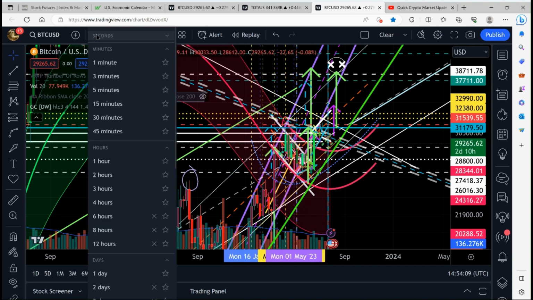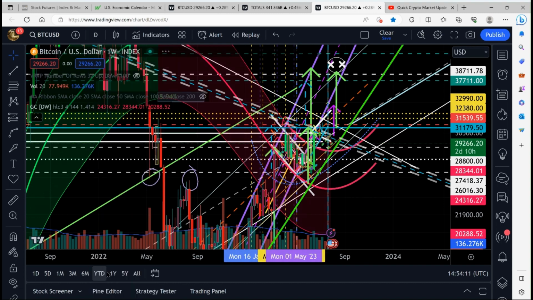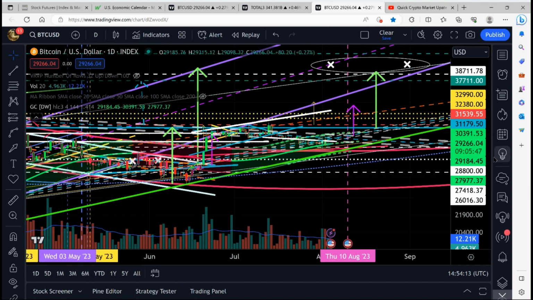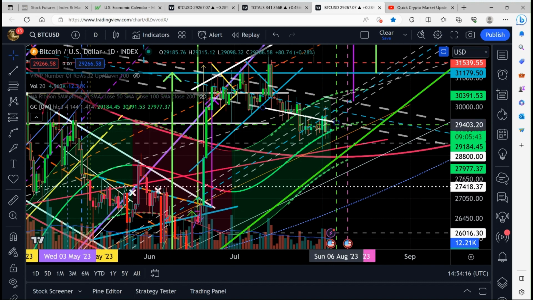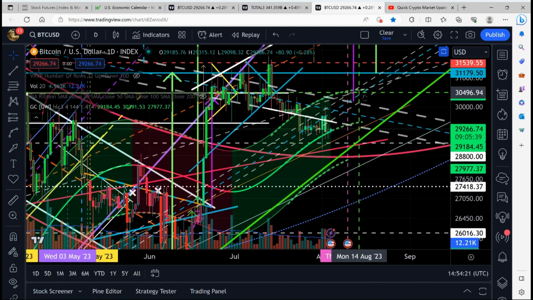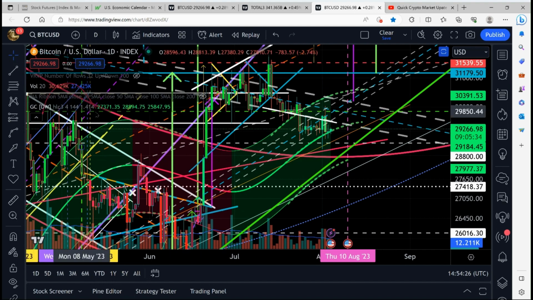Let's move to the daily and show you that the green dashed lines that I have here coincide with the bottom mean band and top of the daily Gaussian channel. Now let's turn the Gaussian channel off.